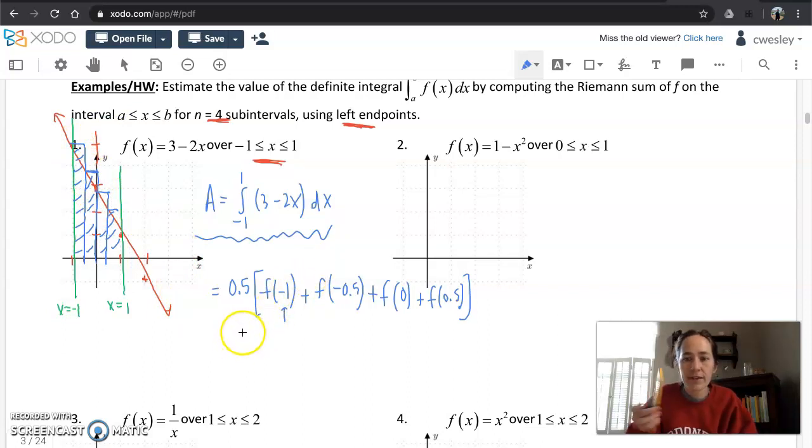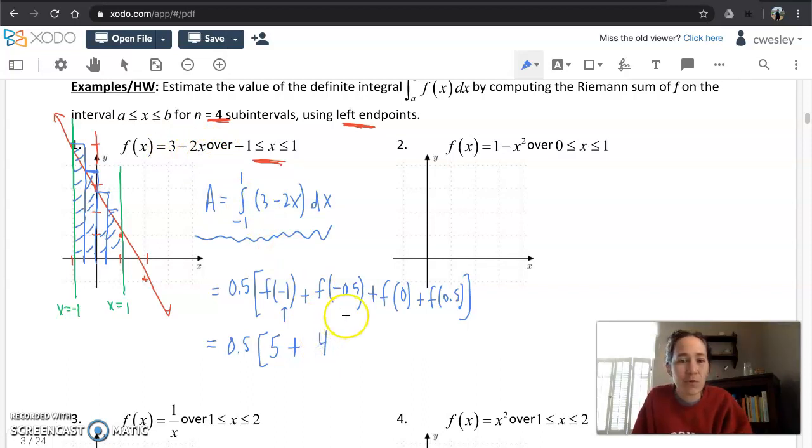Now it's up to the calculator to do a little bit of work for you, and maybe some of this we could do on our own actually. Maybe I don't need the calculator too much. So 0.5, if I plug a -1 in here, I guess I shouldn't need a calculator. 3 minus 2 times -1 is just like saying 3 plus 2. Your first height should be 5. The next height is plugging in a -1/2, so 3 minus 2 times -1/2 is like a 3 plus 1, and our second height I think should be 4. F of 0 is 3, and f of 1/2 is actually 2.